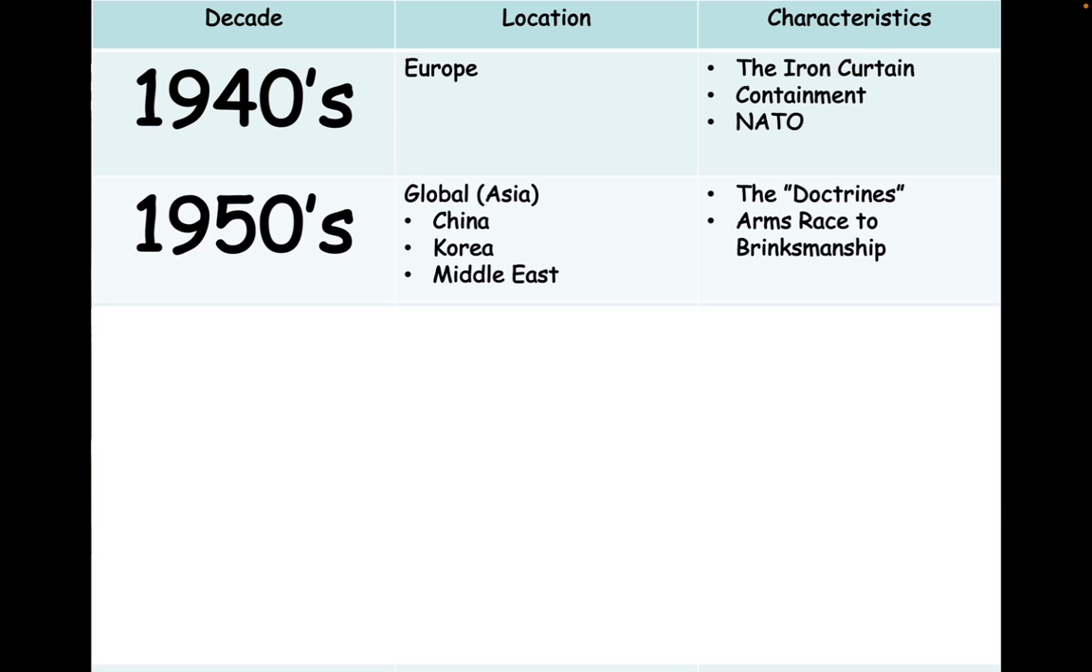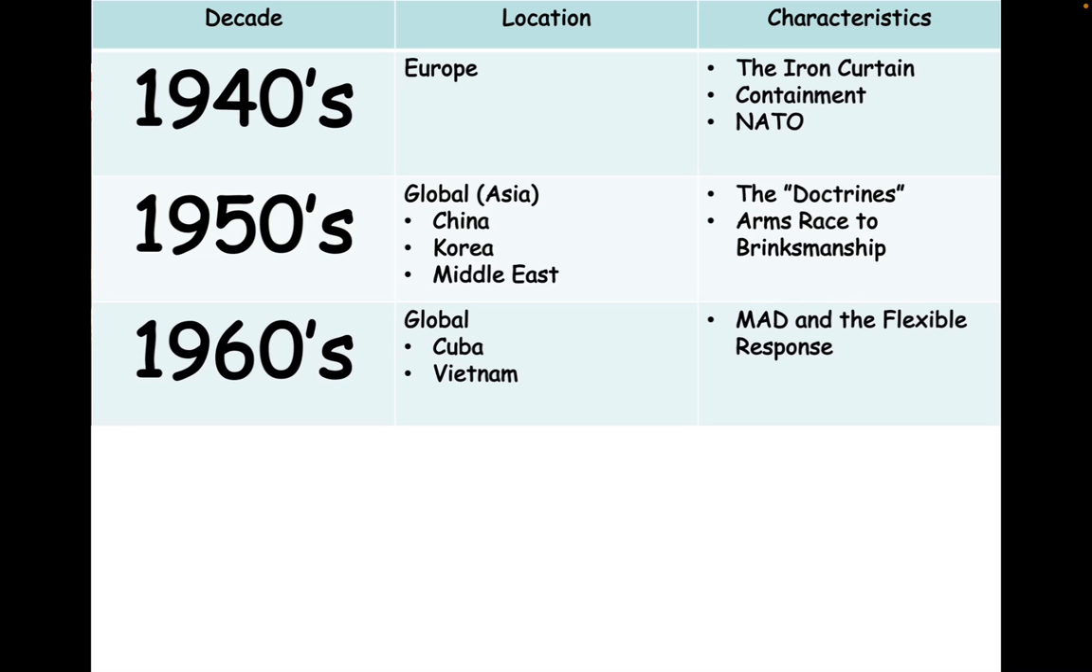In the 50s, the height of the Cold War becomes global. You have China, you have Korea, and you have the Middle East being helped through the doctrines, the Eisenhower and the Truman doctrines. Those are just two plans to provide financial and military aid for anybody who's fighting communism. We also see Sputnik leading to this arms race, eventually leading to brinksmanship. During the 60s, the Cold War begins to change, spreading to other places such as Cuba and Vietnam.